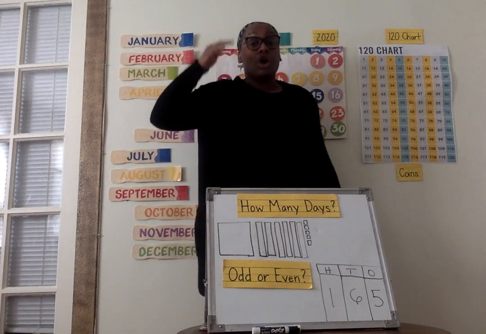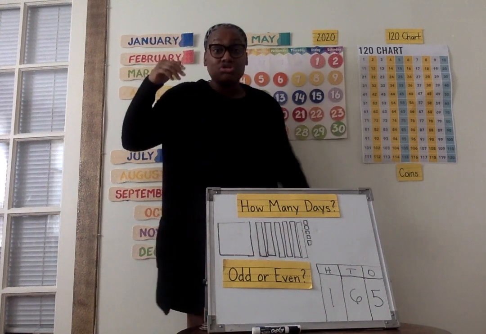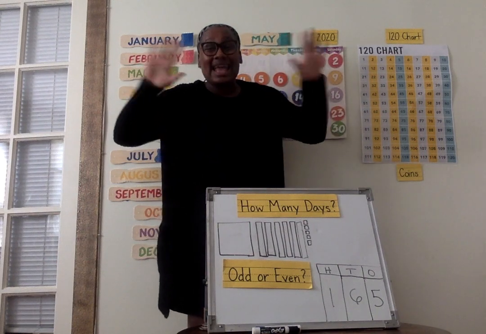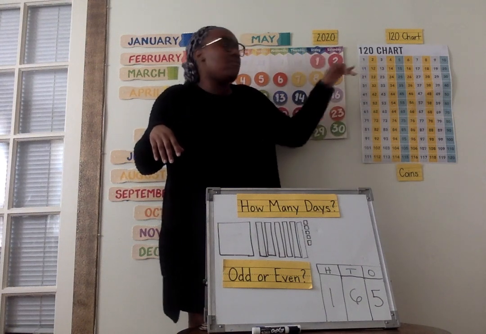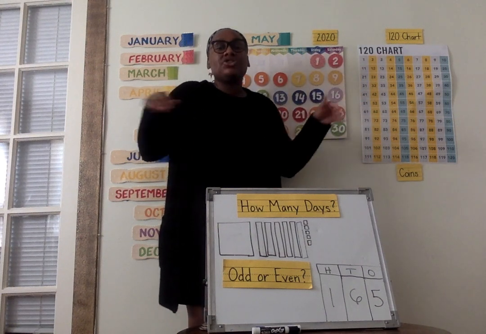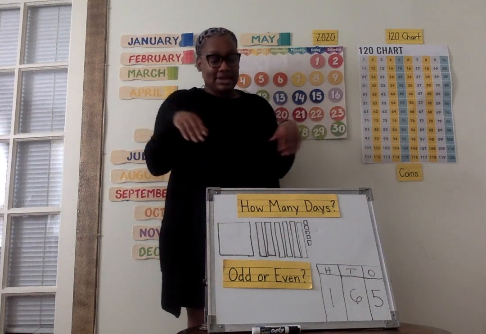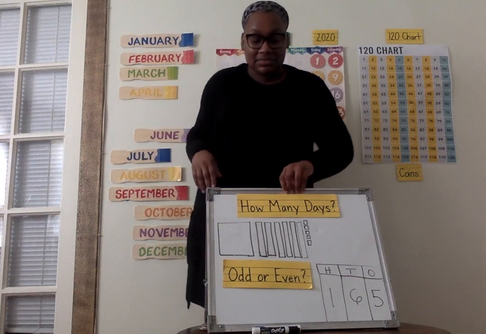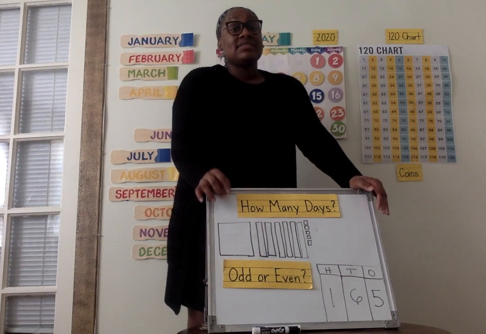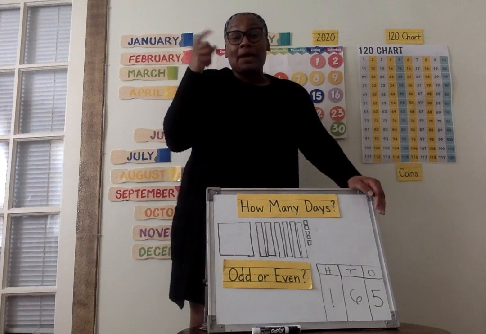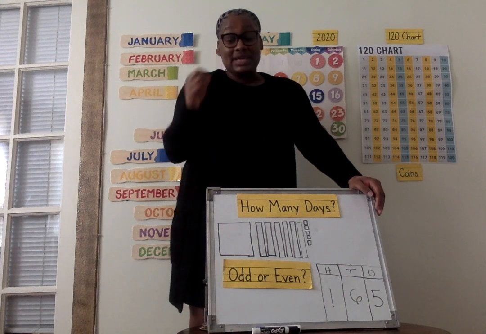You all are so good at counting by 2s, counting by 5s, and counting by 10s. I didn't even point to the 120 chart when we counted by 5s and 10s because I knew you all were so good at it. Great job, first grade. Now today, we're going to review something really, really quickly that you all learned during Miss Ellis's videos this week in math.